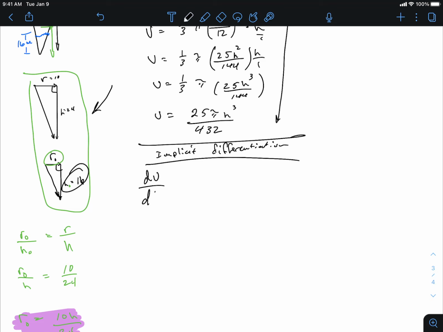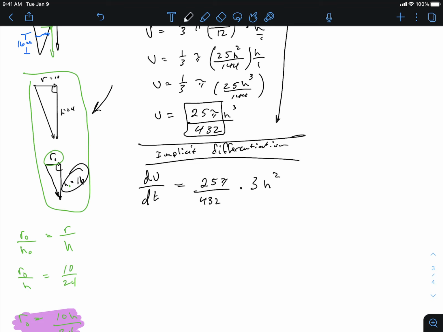dV by dt is going to equal, you've got a whole bunch of constants here. The only thing you're really deriving is that H cubed, right? So we're going to bring the 3 down. May as well write 25 pi out front so we don't confuse anybody. And then we're going to bring the 3 down. We're going to say, okay, well, this has to be multiplied by 3H squared.